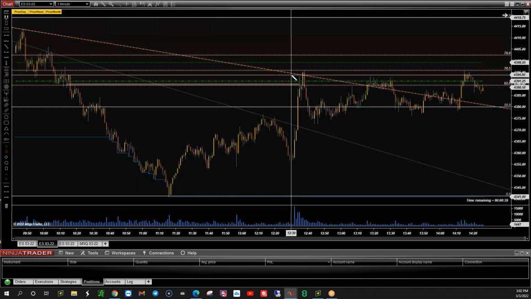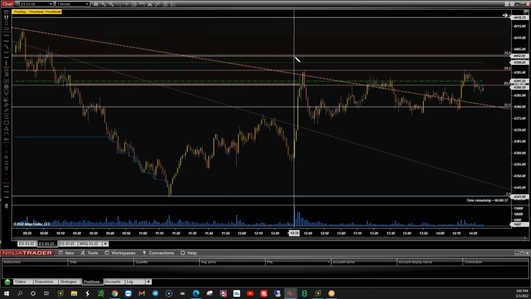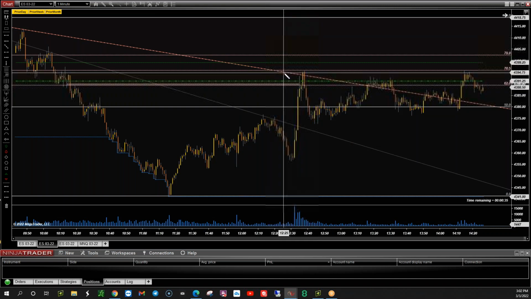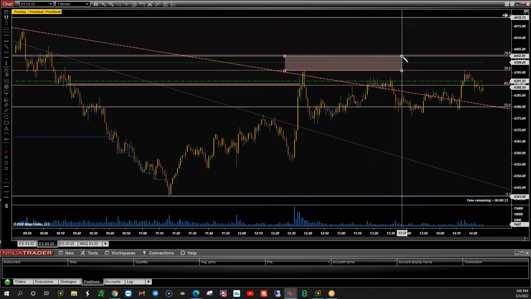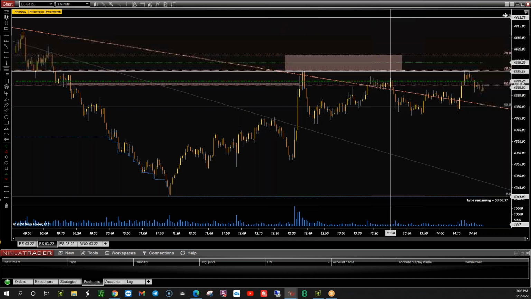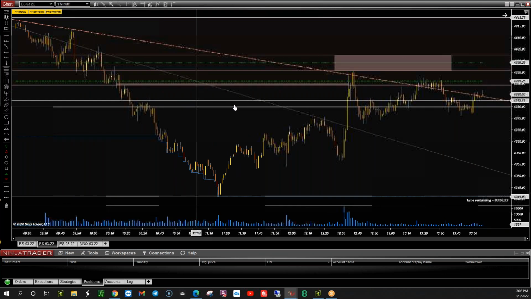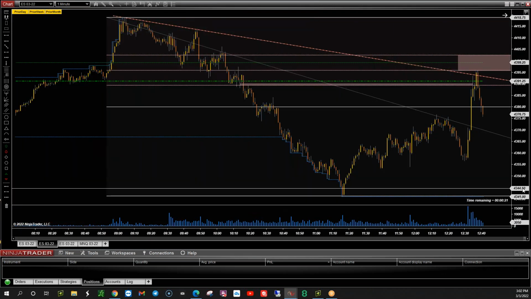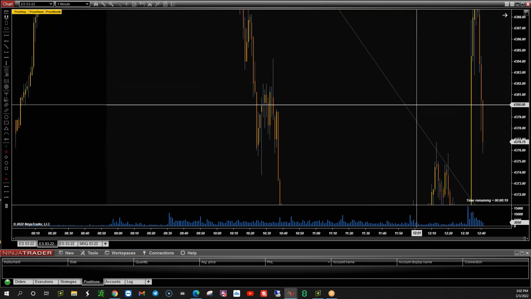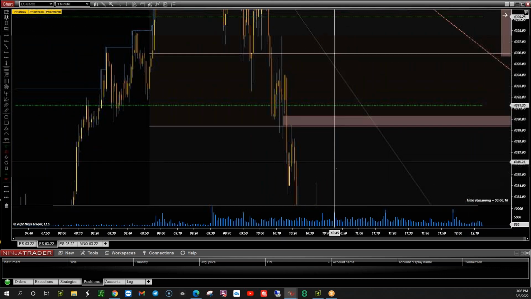this zone from this white dotted line to this white dotted line is an area, a point of interest right here. Okay. Also, there's a small sliver left of fair value in this gap here.